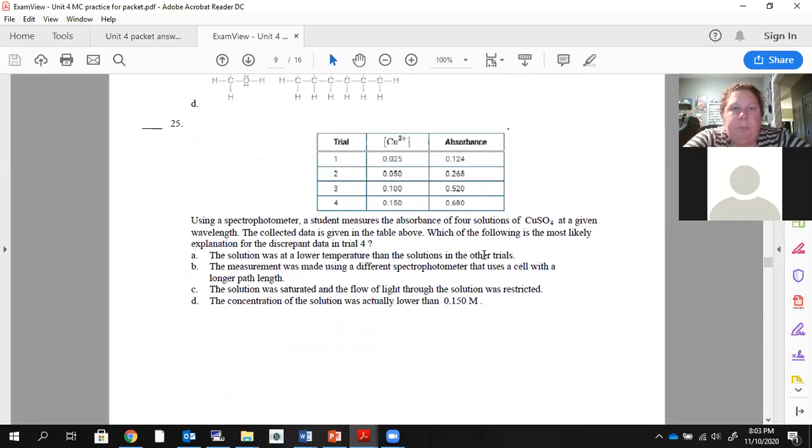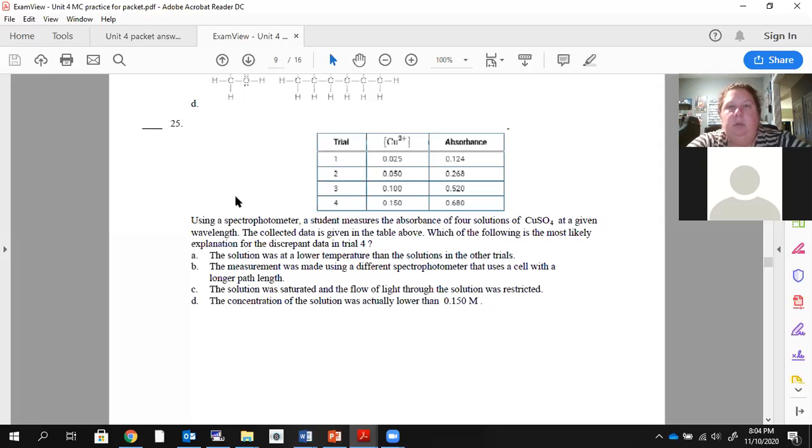I was just wondering, how did you know that trial 4 didn't fit in with the other data? So absorbance and concentration data should be nice and consistent. If we look at our concentration data, we can see that each of these jumps are not totally consistent. There's a 0.5, there's a 0.5. That's only a 0.025. But if you find the ratio of these numbers to each other, we should have some consistency here. And number 4 doesn't have that same ratio.